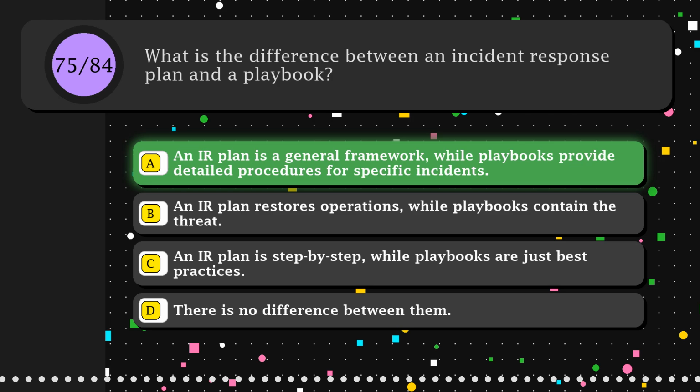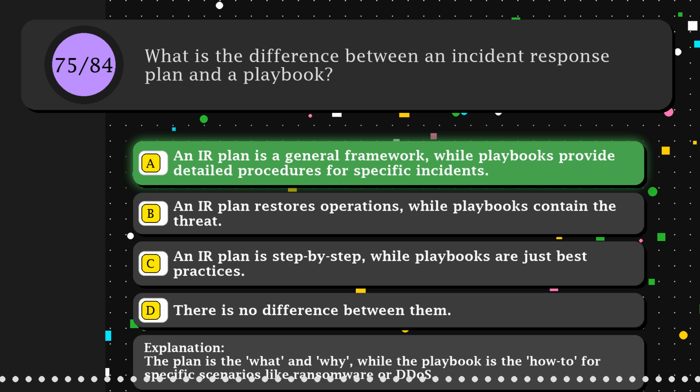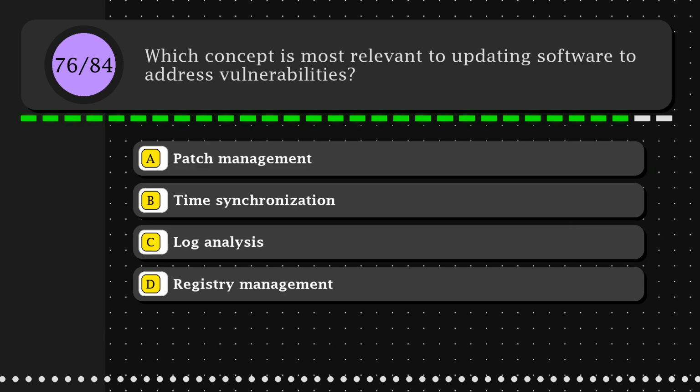The correct answer is option A. An IR plan is a general framework, while playbooks provide detailed procedures for specific incidents. The plan is the what and why, while the playbook is the how-to for specific scenarios like ransomware or DDoS. Question 76. Which concept is most relevant to updating software to address vulnerabilities?